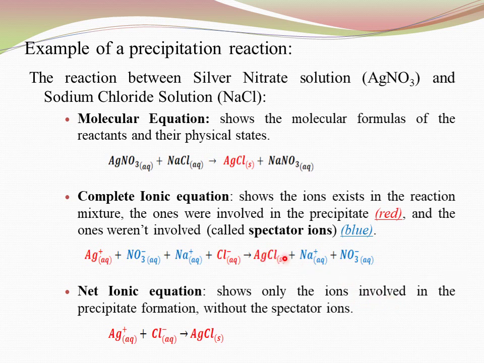So I have the precipitate AgCl. The ions involved in AgCl are Ag plus and Cl minus. So Ag plus aqueous plus Cl minus produce AgCl solid.